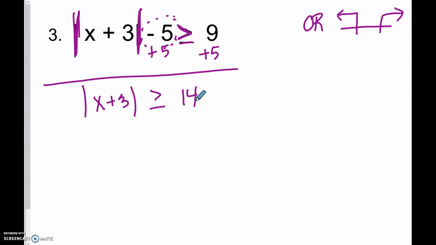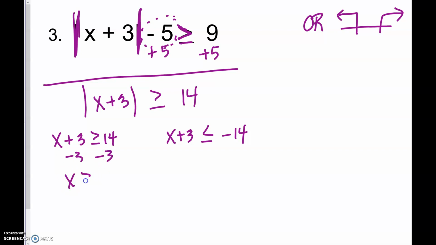Now it says absolute value, symbol, number. So I'm going to set up my two cases. The first case is going to be exactly like you see it without your absolute value. And remember, the second one is going to be x plus 3. Now flip your sign and make that be -14. Okay, now we're going to go ahead and solve, and we're going to subtract 3 from both sides so that we have x is greater than or equal to 11.